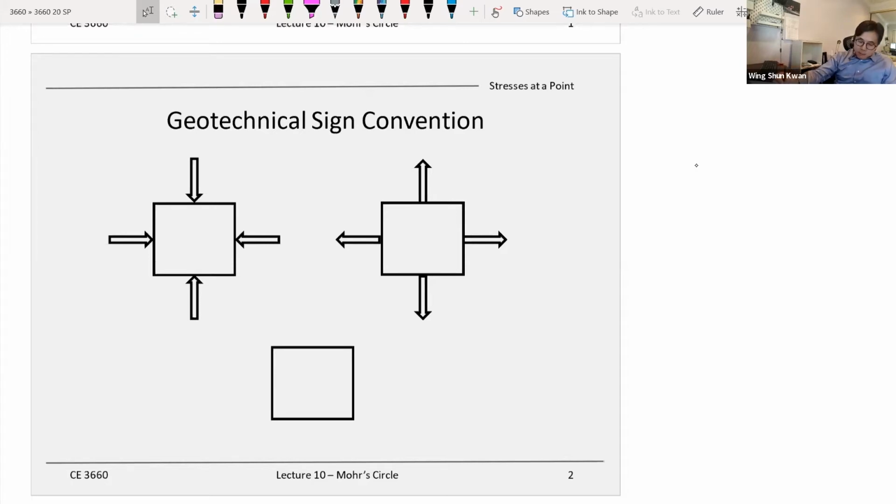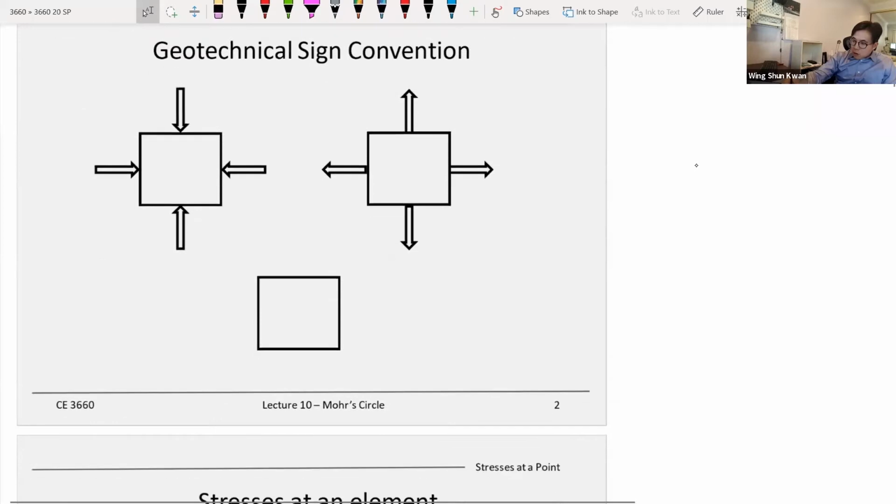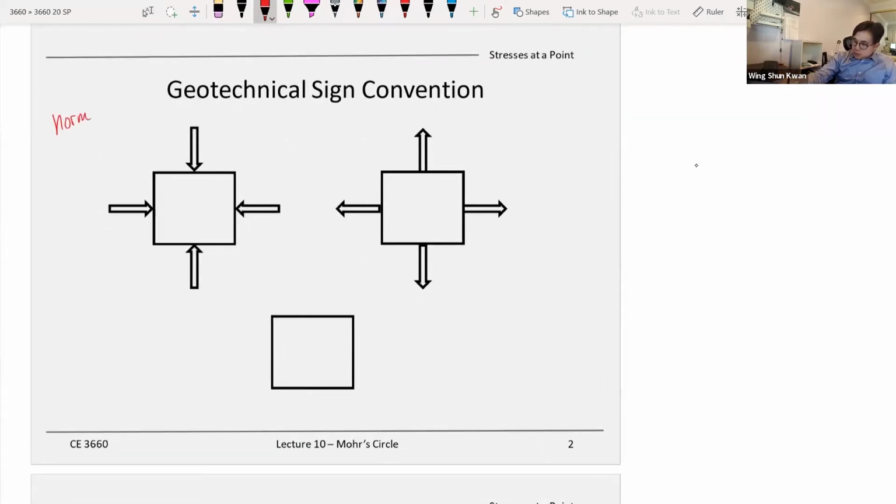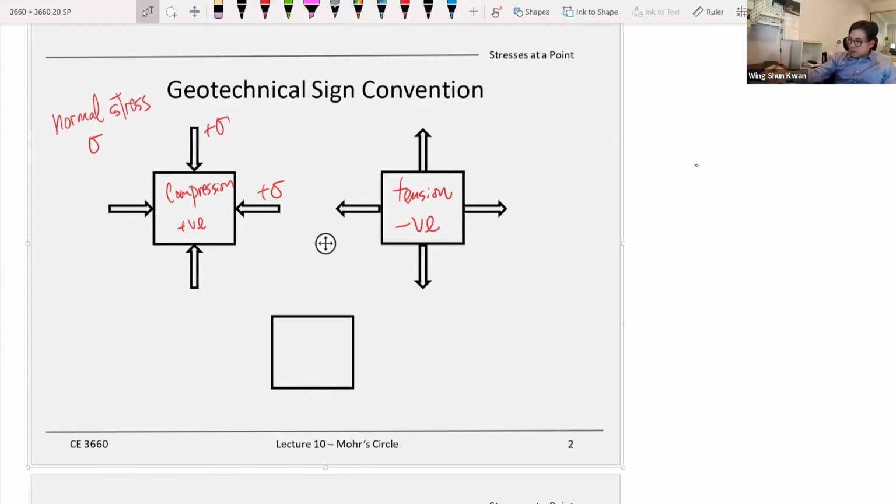So that's why for normal stress, let me use red, I think red would be more clear. For normal stress, compression is positive. For normal stress we use sigma, so sigma means normal stress in geotechnical engineering. And in tension, it is negative. So this is negative sigma in tension.